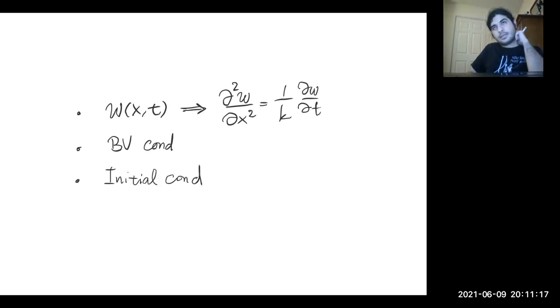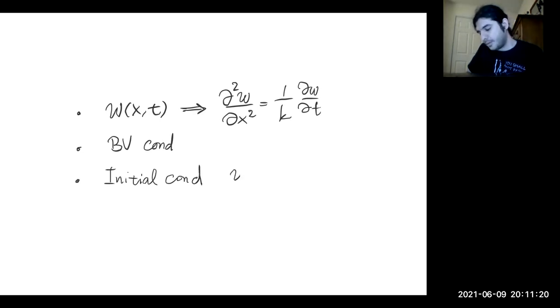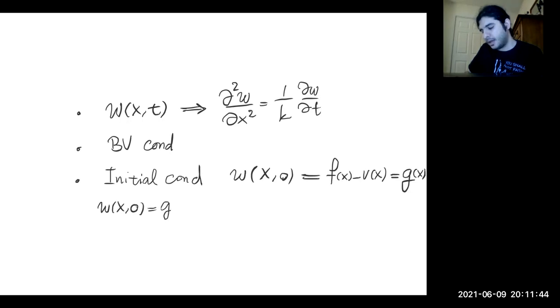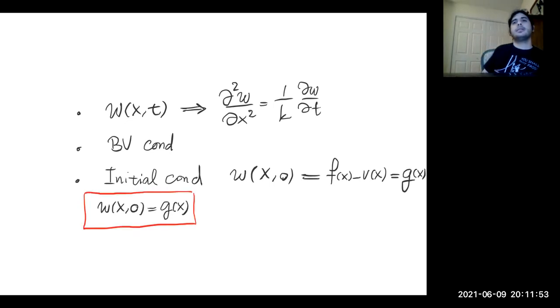Initial condition tells us that w, remember, at time 0 at any point x should be equal to some given function, which was actually f of x minus v of x. Because we can compute v and f is given, if it's subtracted, it would be another function. Let's just call that g of x. So w of x and 0 should be equal to g of x. Now, let's focus on this initial condition. Let's see what this equality tells us about the solutions we found.